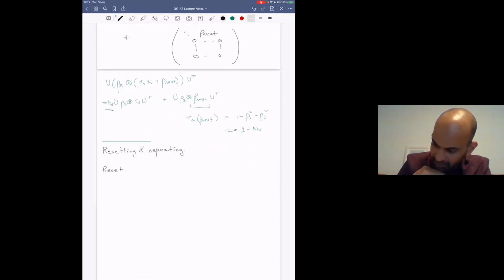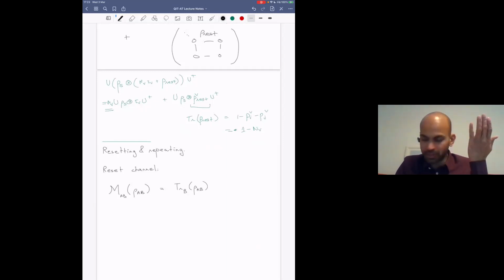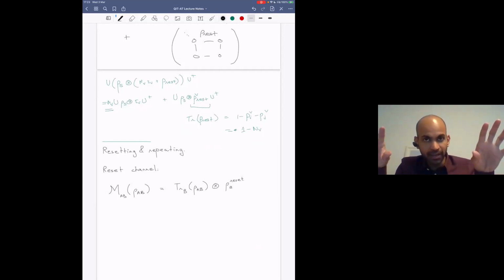This is the concept of a reset channel. And the reset channel is very simple. It's a map that acts on rho AB. So it's a map on AB. And it effectively gives you the reduced state on A. So remember, if you trace out B, we get the reduced state on A, tensor with some state on B that we call a reset state. So what does this mean? It means we had some arbitrary joint state of A and B. We then traced out B, so we'd have the reduced state of A, and we replaced the system B by a new copy of the state that we want, which is the reset state.